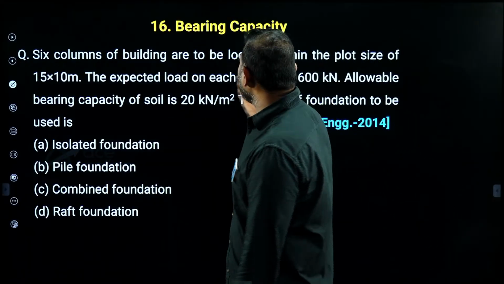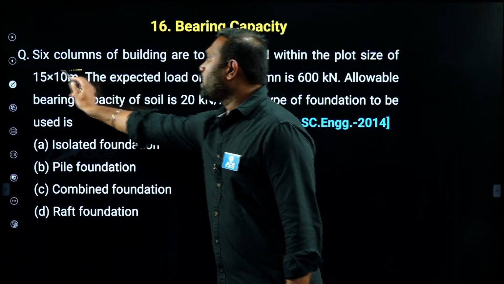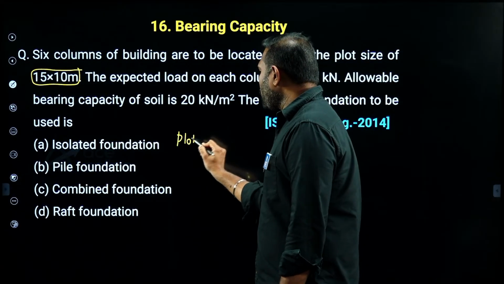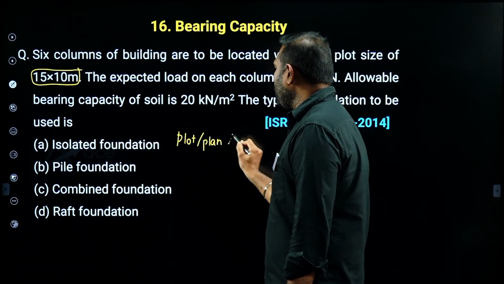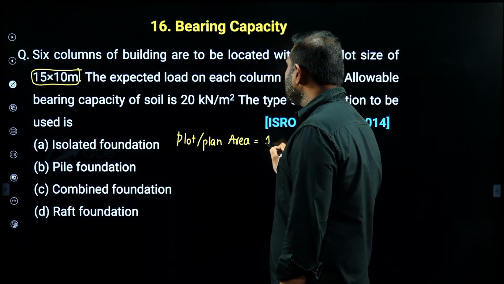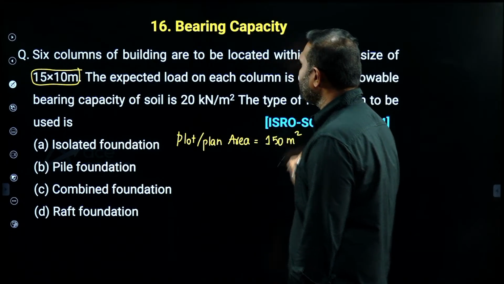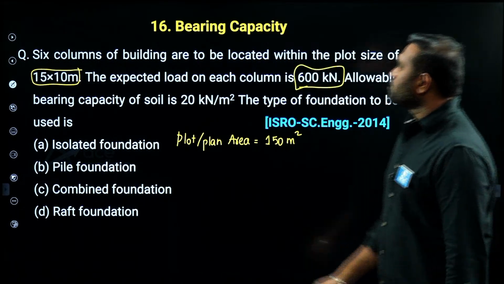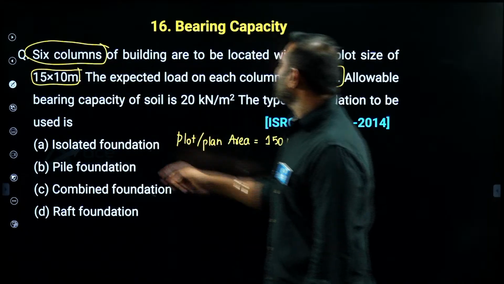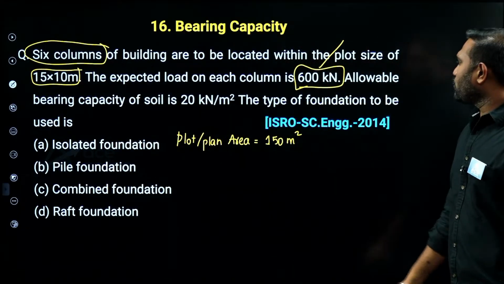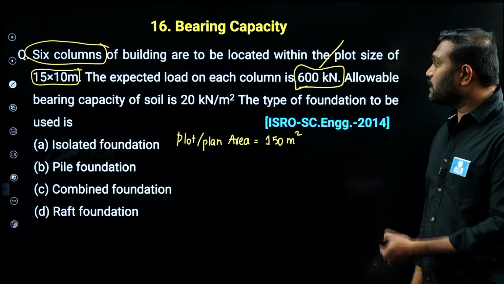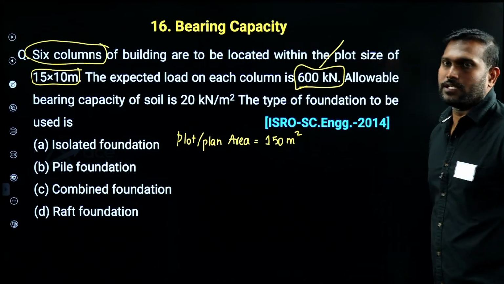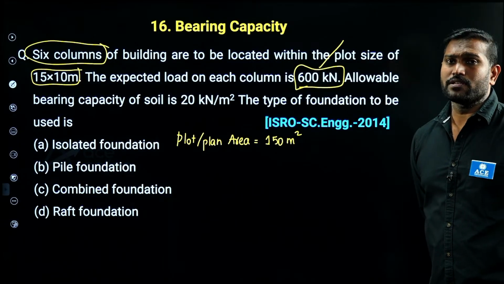Now coming to bearing capacity, this was one of the previous GATE questions also. 6 columns of a building are to be located within a plot size of 15 by 10. Then what is the plot area? The plan area is 150 meters square. The load expected on each column is 600 kilonewtons. So 6 columns are there and each load is 600 kilonewtons. Allowable bearing capacity is just 20 kilonewton per meter square. What type of foundation can be used?